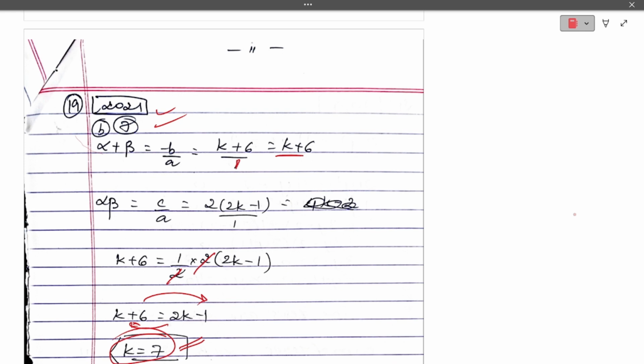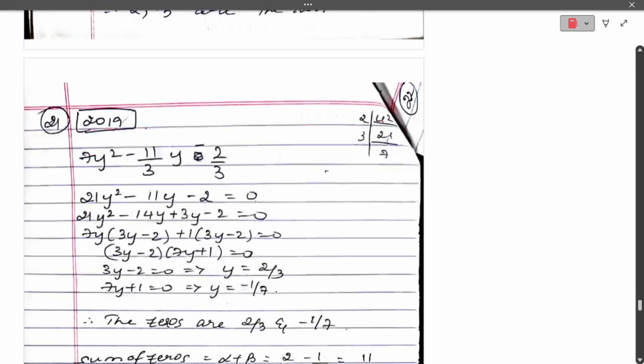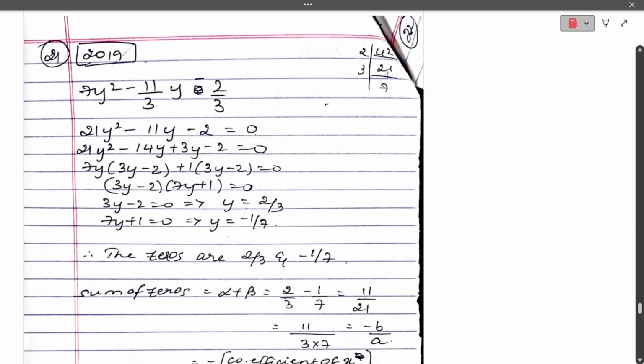Question number 20. 5 more questions. It was asked in the year 2023. So, the roots of the equation x square plus 3x minus 10 equals 0 are, okay, roots. They have asked us to find the roots. So there are different methods. After teaching the quadratic equation chapter, you will be having different methods. Find out the methods. The roots will be minus 5 and 2, which corresponds to option A.